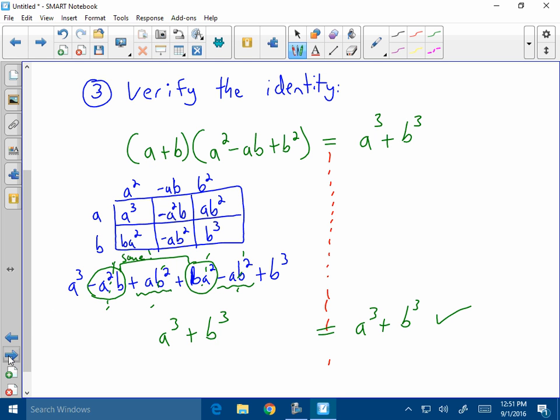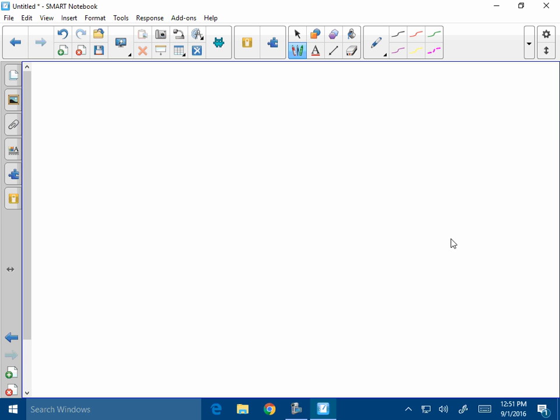I've got one last problem for you to practice. So here's one you can try. We're just going to multiply here. M squared minus 5m minus 6 quantity squared.